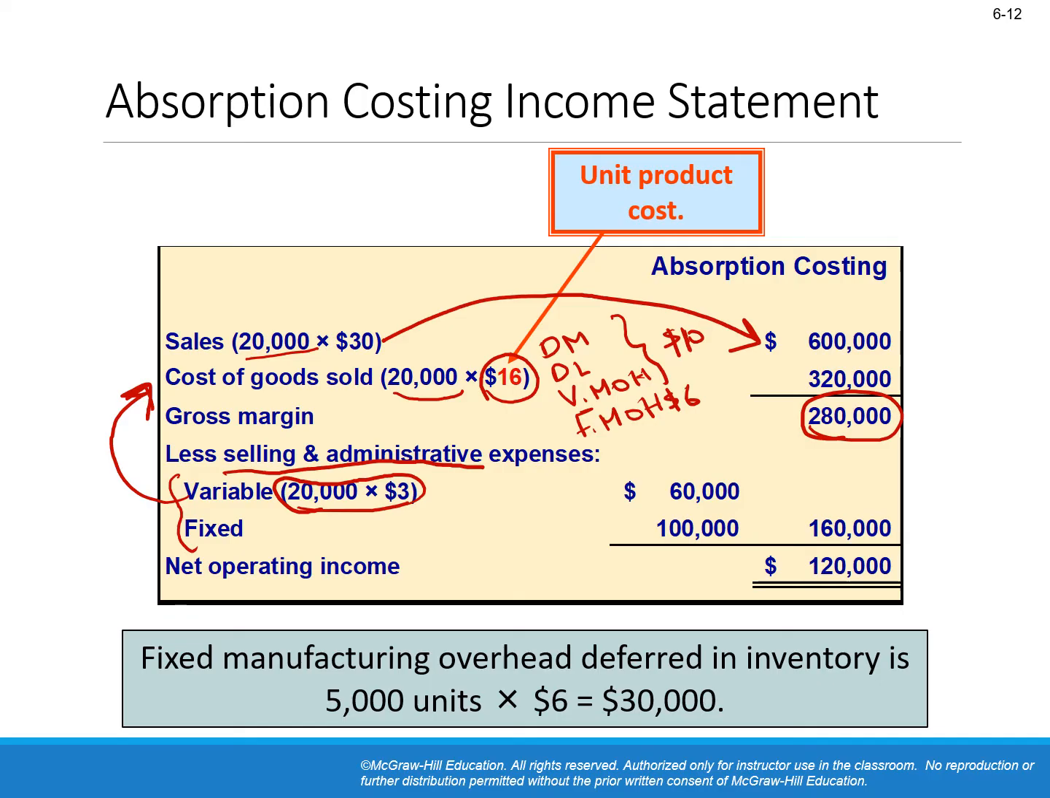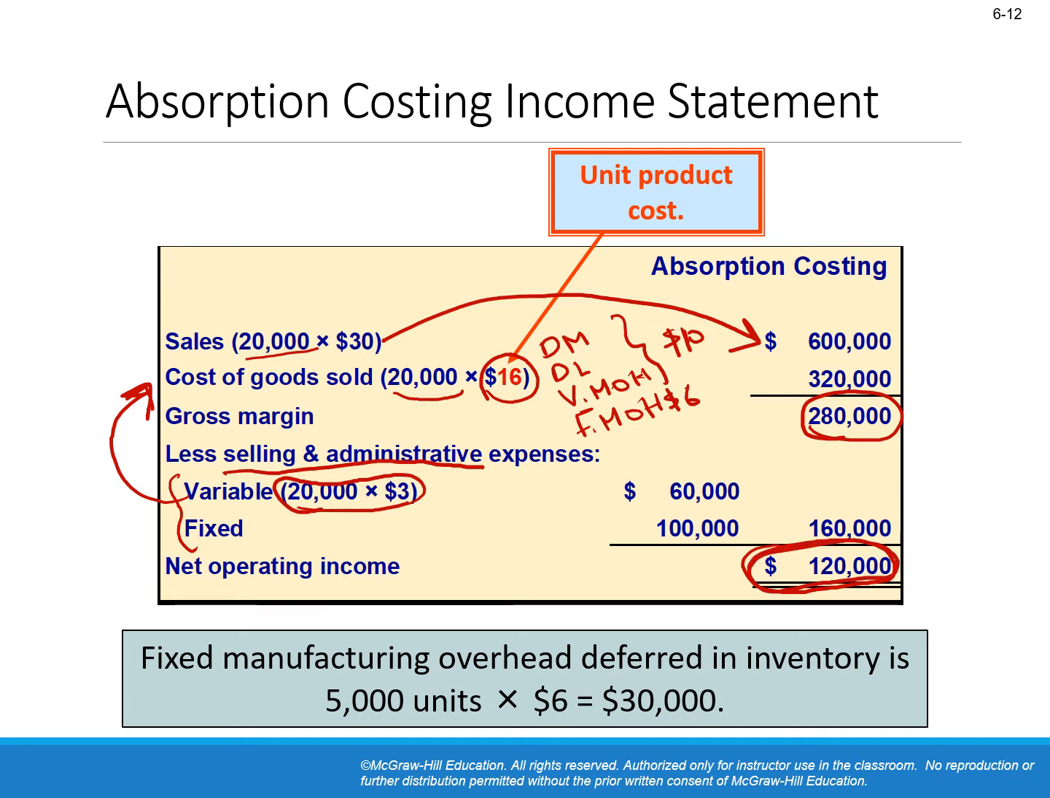Fixed component is 100,000, and this was given as well, and this is common between variable and absorption costing approaches. And eventually we reached a net operating income of $120,000.